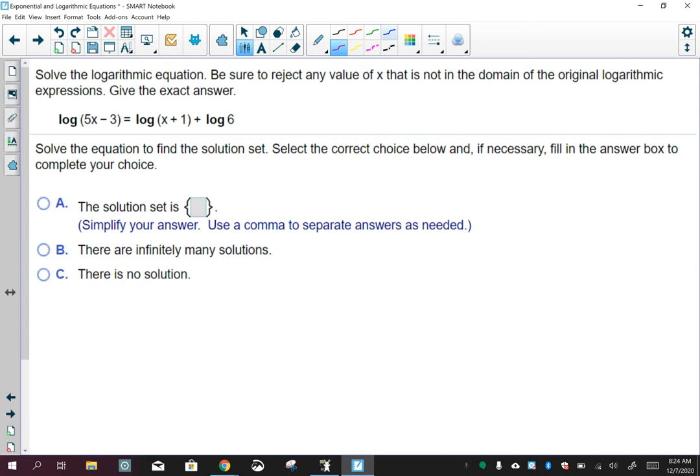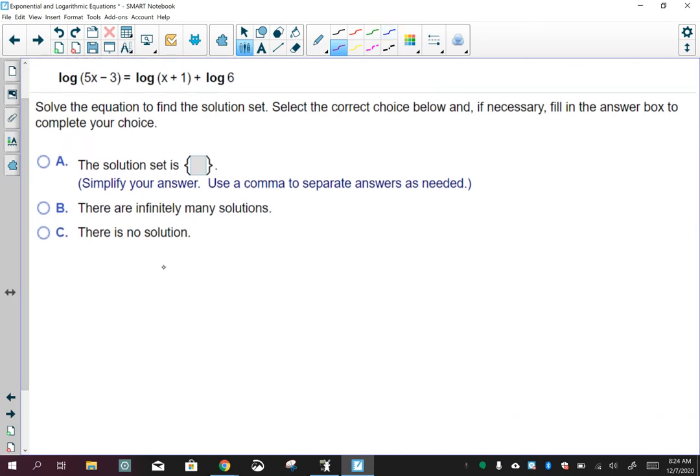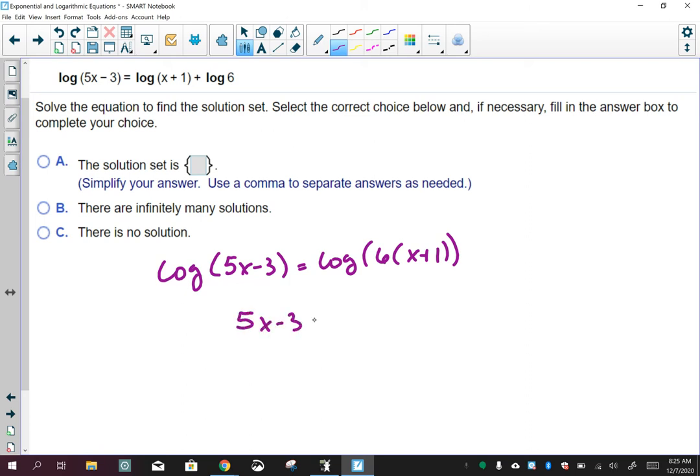All right. Welcome back. So let's see how you did. So we have log of 5x minus 3. So I'm going to take this and I'm going to use my product rule. So that gives me log of 6 times x plus 1. So then I can drop my logs because they're both the same base. And that gives me 6x plus 6. I'm going to move that 6 over here. That gives me a negative x. Move that 3 over here is going to give me a 9. So x is equal to negative 9.